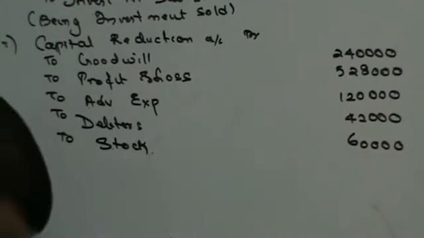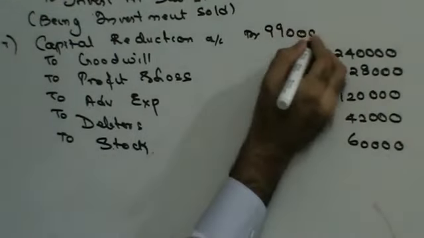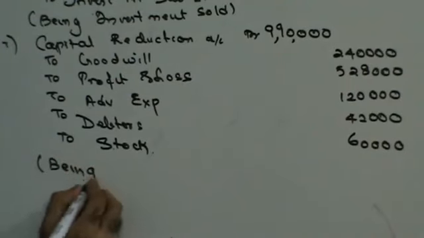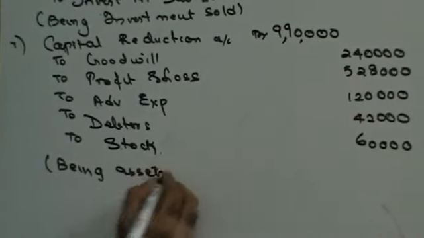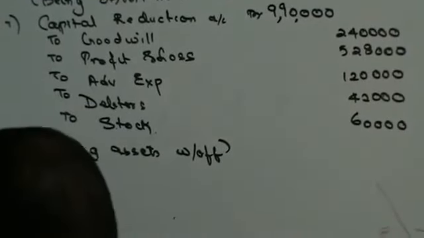Right? Chalo, let's see this. Someone please add all that and tell me how much is it? 9,90,000. 9,90,000 being assets written off. Next, let's move on ahead.